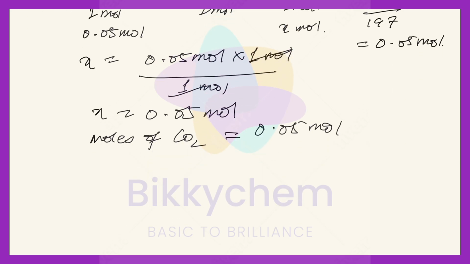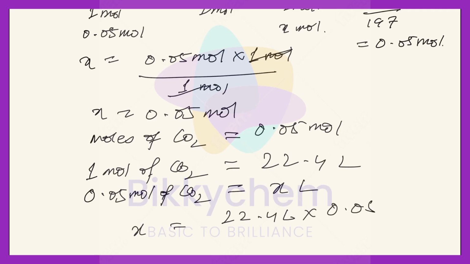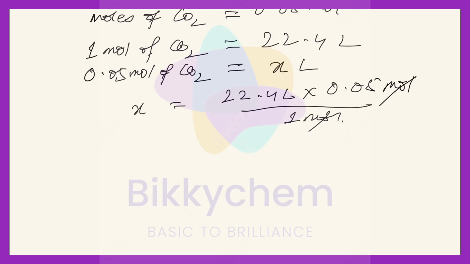Now then after, we know that 1 mole of CO2 equals 22.4 liter. So 0.05 mole of CO2 equals X liter. So X is equal to 22.4 liter into 0.05 mole divided by 1 mole. Cancel. So it is going to give 1.12 liter. Hence option A.